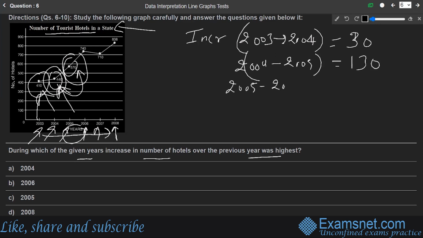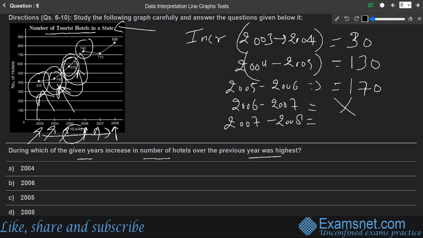That is the next one. 2005 to 2006, that also we have to see. If we do the subtraction, in 2006 it is 740, in 2005 it is 570. So clearly the difference is 170. And for 2006 to 2007, the values are 740 and 710, so there is no increase. Sorry, the increment is not there. So we will not calculate 2006 to 2007 because there is no increase. Rather, we will calculate for 2007 to 2008. What is the increase? 710 to 838. The difference is 838 minus 710, that is 128. So that is the increase value.